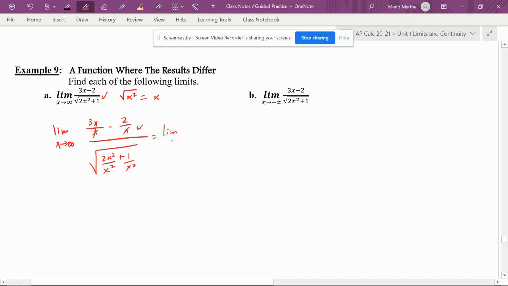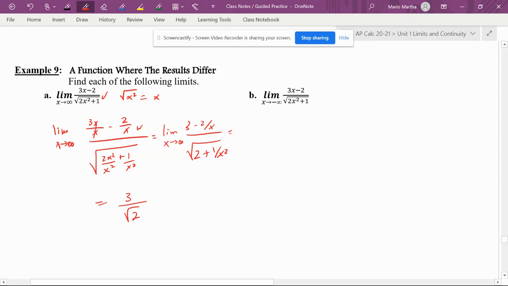So the limit as x approaches positive infinity of 3 minus 2 over x, divided by the square root of 2 plus 1 over x squared. And if you do direct substitution, you'll notice that we're going towards 3 over the square root of positive 2.